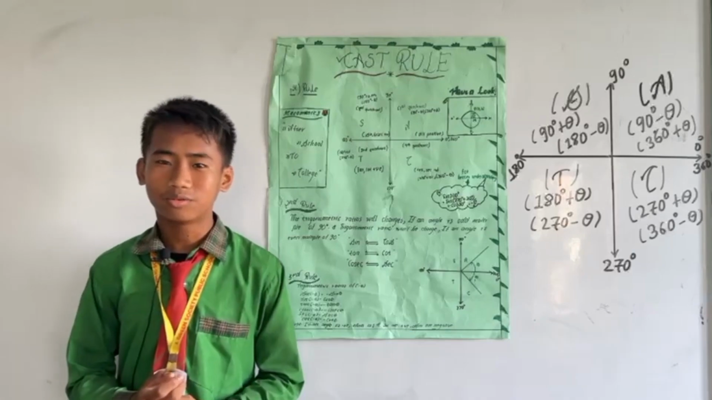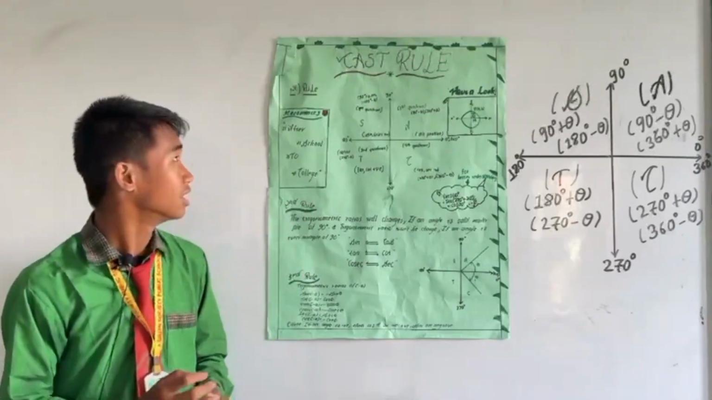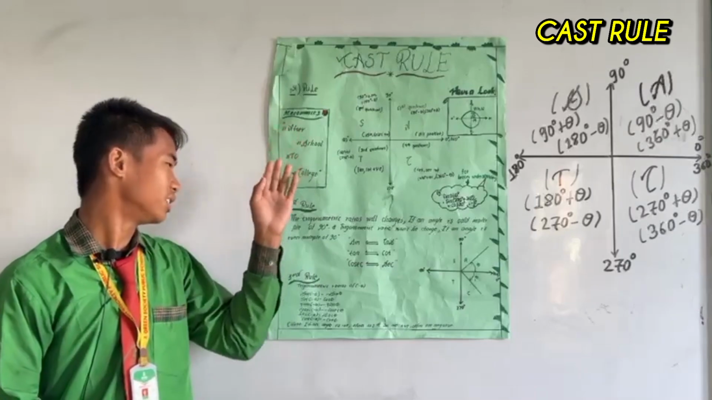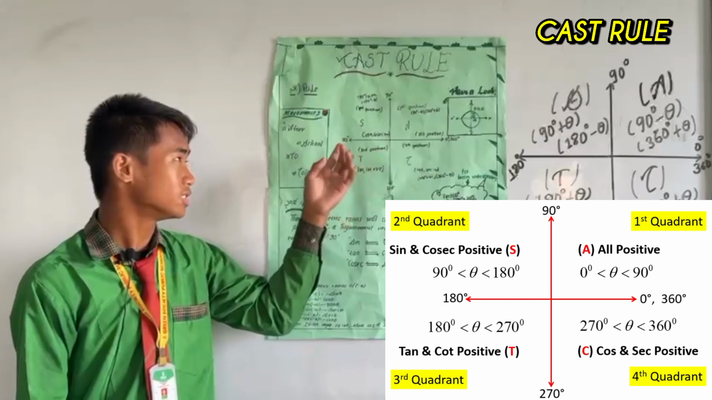Today I am in front of you to present my class rule project under trigonometry. The class rule project had 3 rules: first, second and third. To understand the first rule, we have created a graph with 4 quadrants.